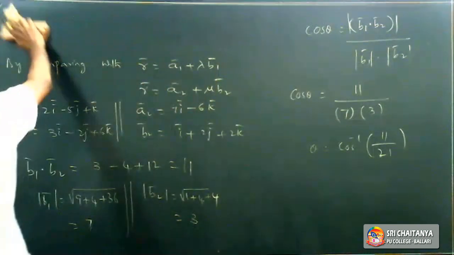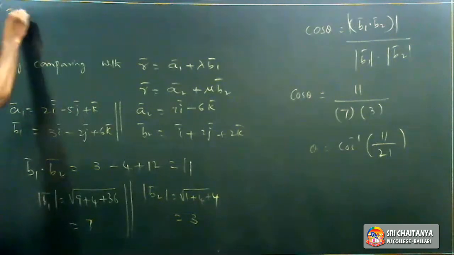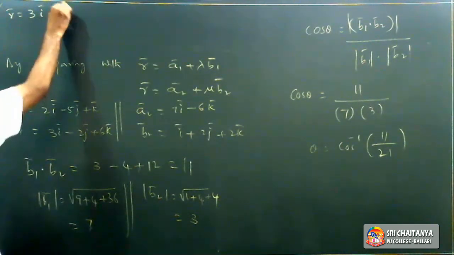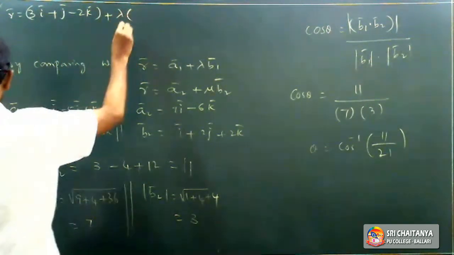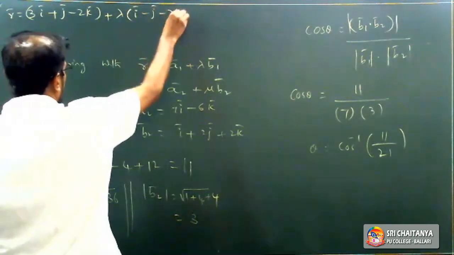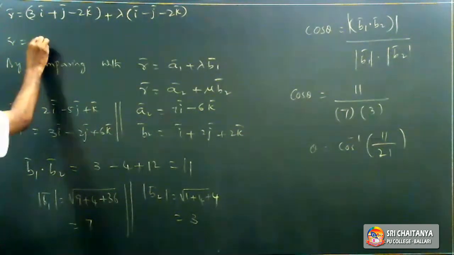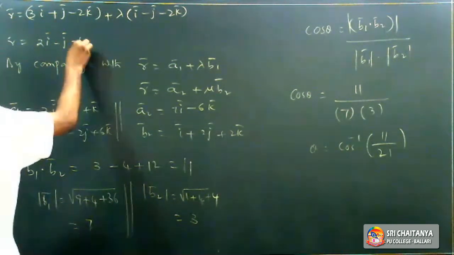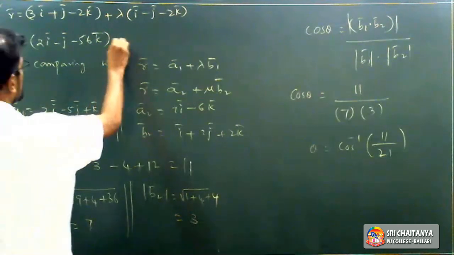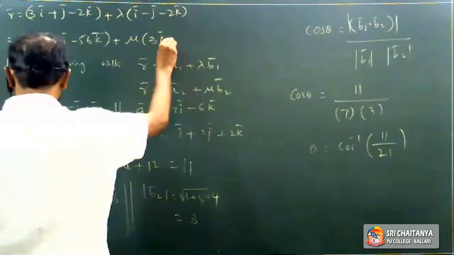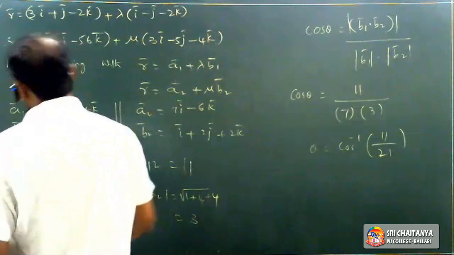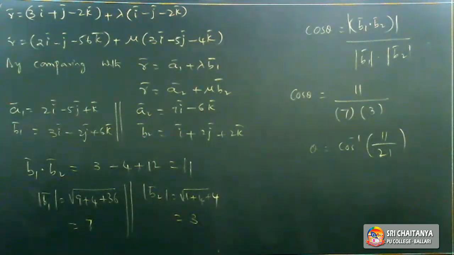Find the angle between the two lines. r bar is equal to 3i bar plus j bar minus 2k bar plus lambda into i minus j minus 2k. r bar is equal to 2i minus j minus 56k plus mu into 3i minus 5j minus 4k. Right?